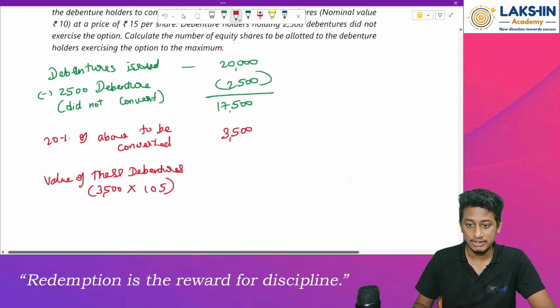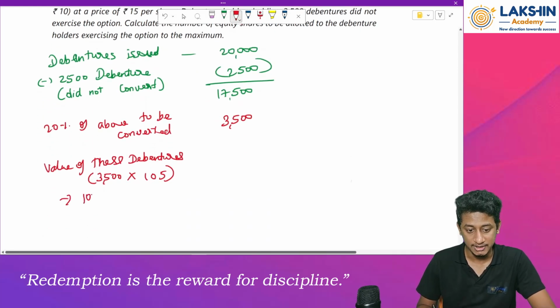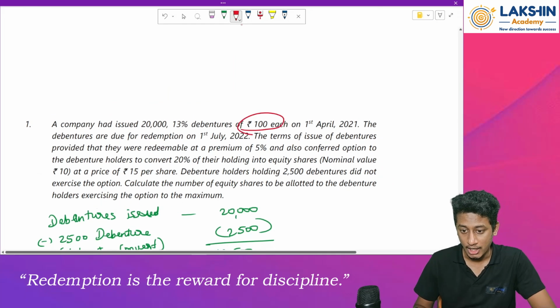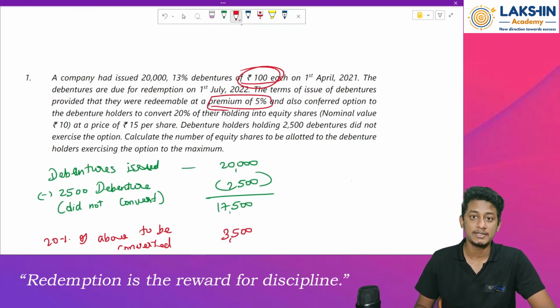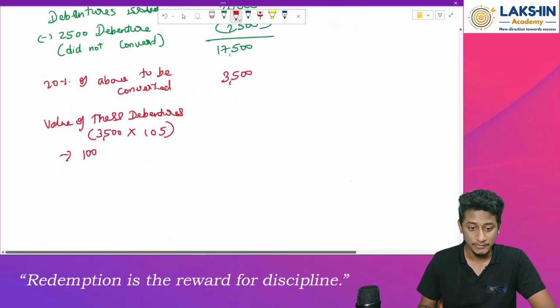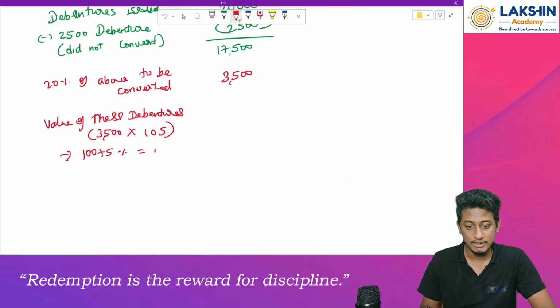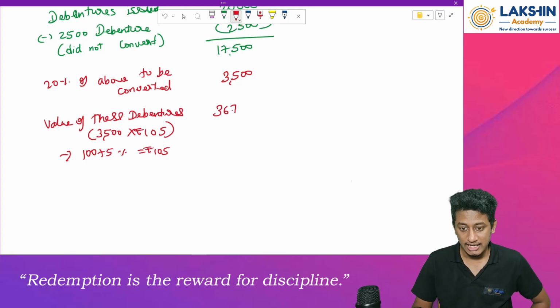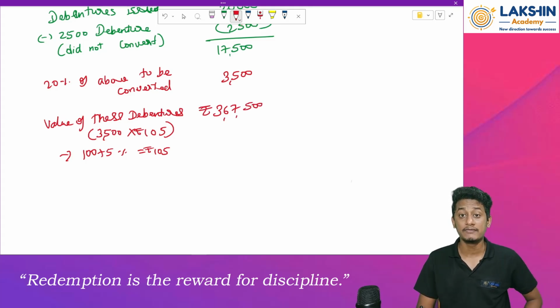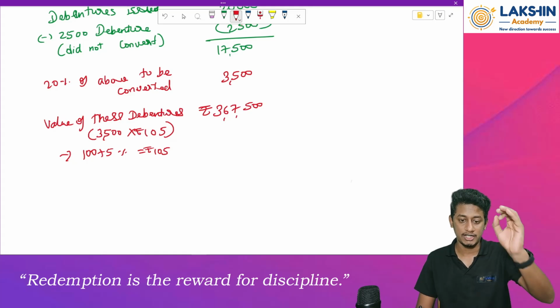Why? Because in simple terms, 100 rupees is the debenture value. Plus, what is the premium? 5% is the premium on redemption. So, plus 5% will be equal to how much? Rupees 105. Clear? So, 3,500 into 105 will be equal to how much? 3,67,500 is the value of debentures that are being converted to equity shares.